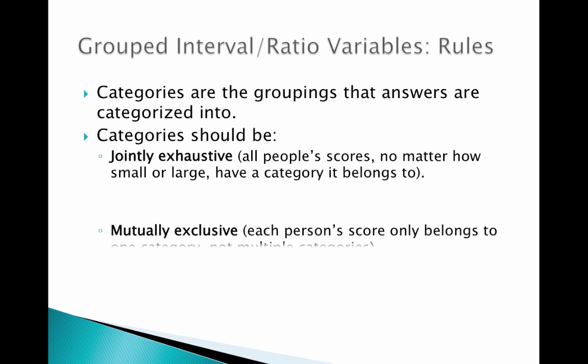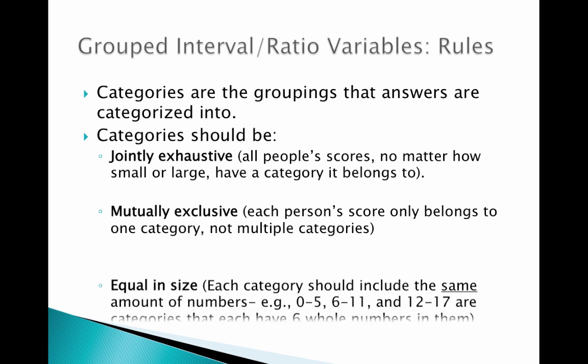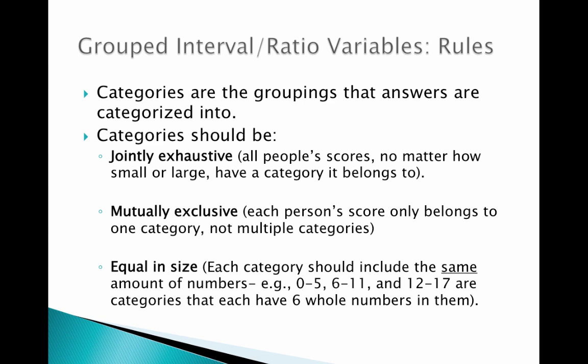The other one is mutually exclusive, which means that one person's score can only belong to one category, not multiple categories. And lastly, equal in size. Each category should include the same amount of numbers within each group. So in here we have ages 0 to 5, ages 6 to 11, and ages 12 to 17. Notice that each of these 3 groups has 6 whole numbers in it. Each category is equal in size.